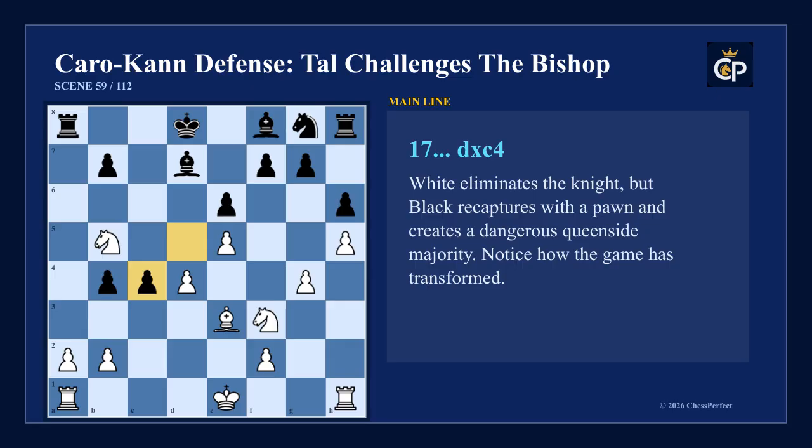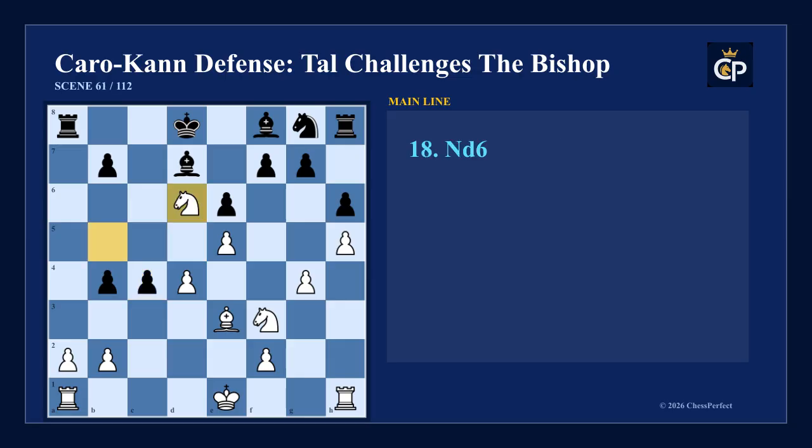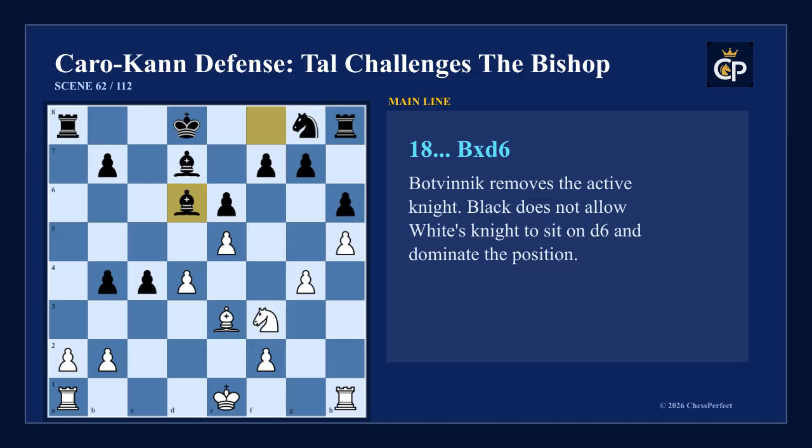Notice how the game has transformed. White has kingside space, but black has queenside structure and a clear passed pawn plan. Knight d6. Bishop takes d6. Botvinnik removes the active knight. Black does not allow white's knight to sit on d6 and dominate the position.